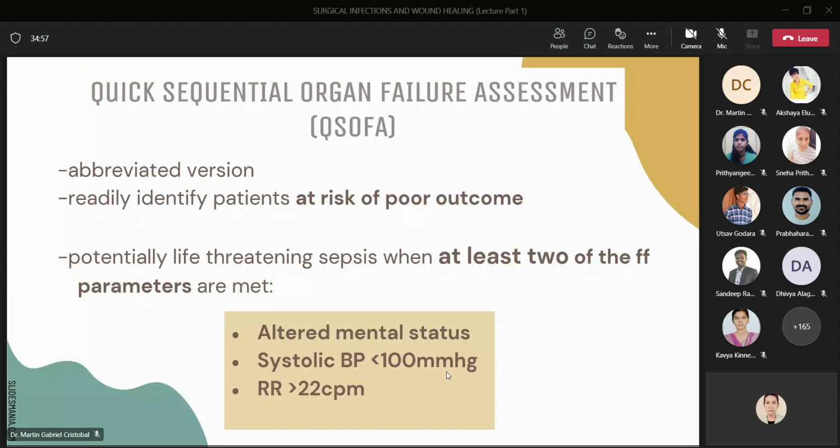Next, we have the quick sequential organ failure assessment, or the qSOFA. This is an abbreviated version of the SOFA. So potentially life-threatening sepsis is present when at least 2 of the following parameters are met, namely altered mental status, systolic BP of 100 mmHg or less, and an RR of more than 22 breaths per minute. So this readily identifies patients at risk of poor outcomes from sepsis.